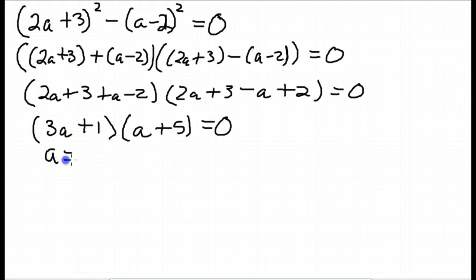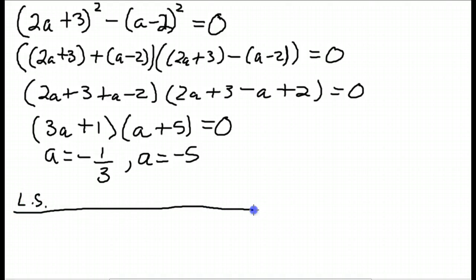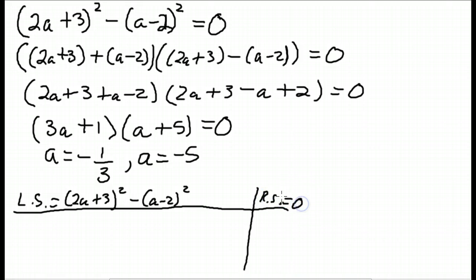Okay, so this one is a is equal to, opposite sign, negative 1/3, and a is equal to negative 5. That's my solution. Let's go in and check that. We'll do a left side, right side. In this case, the left side is the most exciting because the right side is simply 0. So the left side is (2a plus 3) squared minus (a minus 2) squared, and the right side is equal to 0.